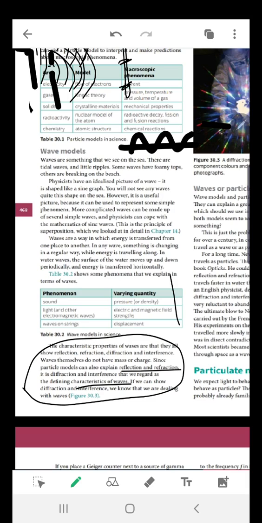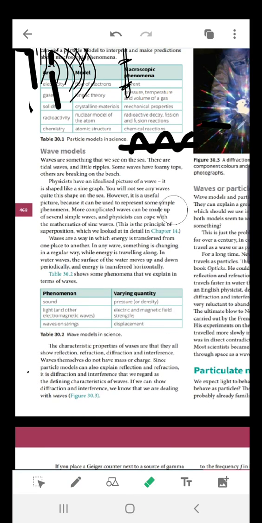Waves do not have a charge or a mass like the particle has. Wave is a behavior, a phenomenon, and it tells you about diffraction and interference. So this is the basic model difference between, you can say, a wave and a particle.